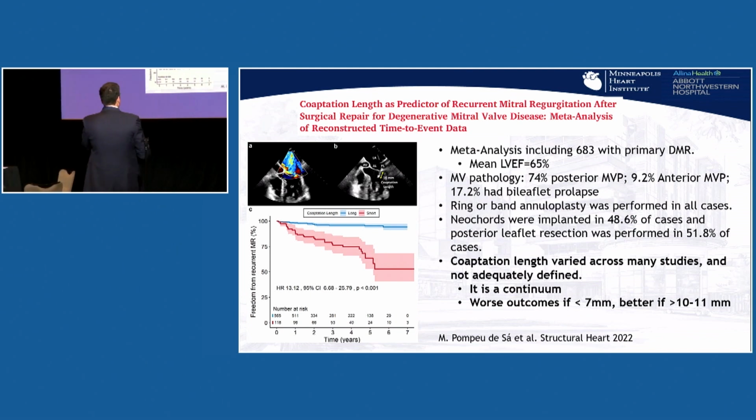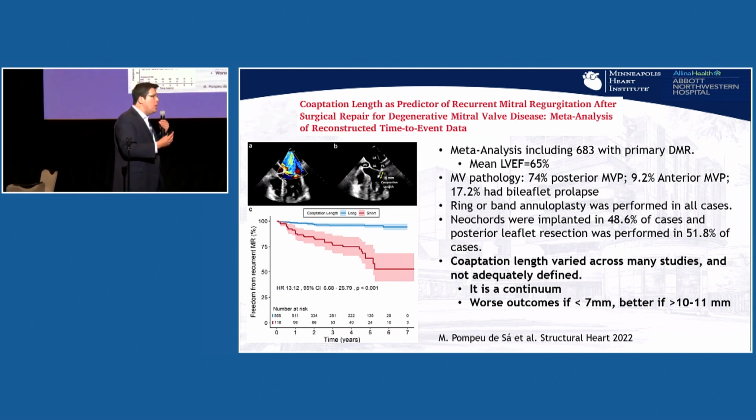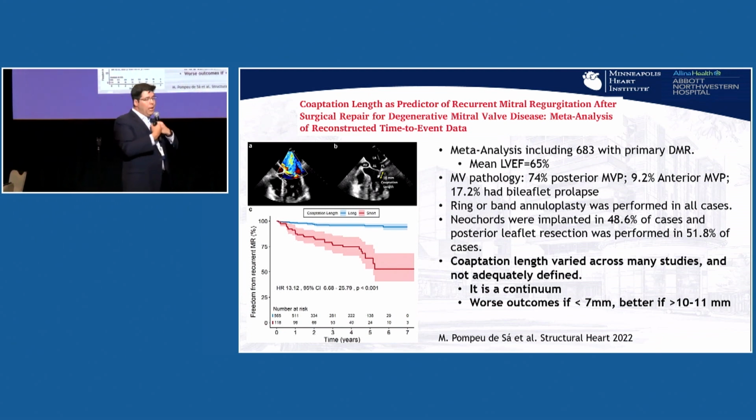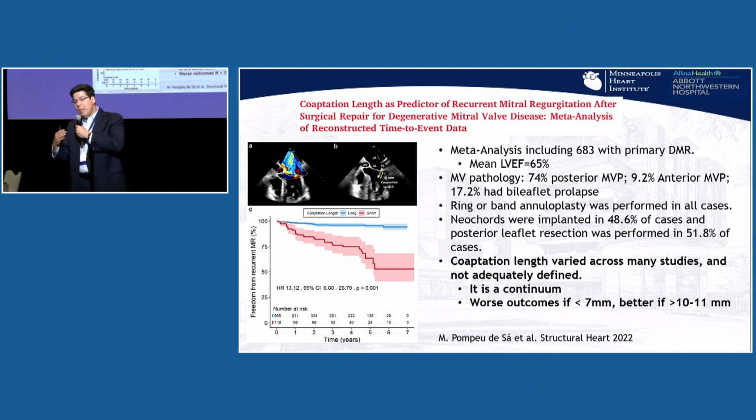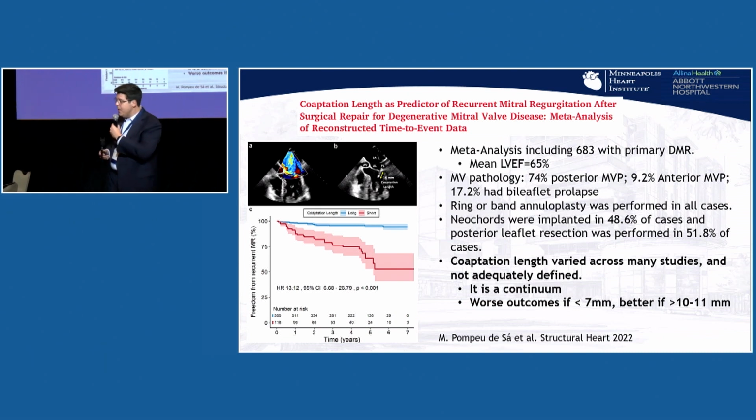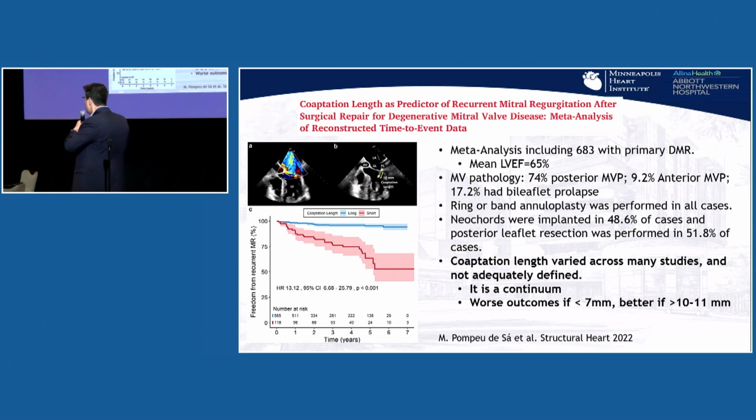This is a meta-analysis looking at patients that had degenerative mitral regurgitation. The greater that coaptation length, and here it is obviously a continuum, so worse if it is less than 7, better if your coaptation gets up to 10 to 11 millimeters, you will leave with less residual mitral regurgitation and potential durability of that.